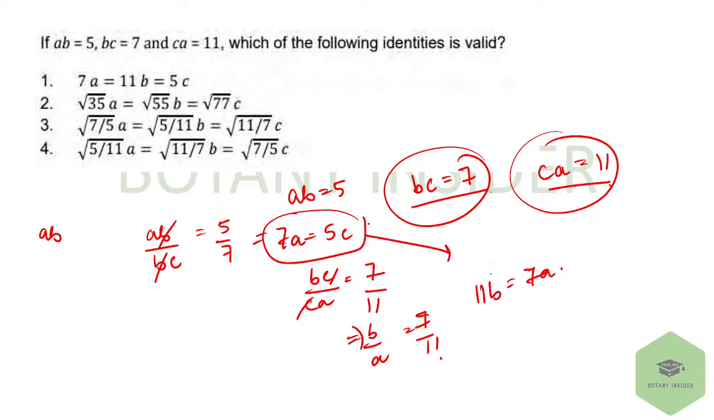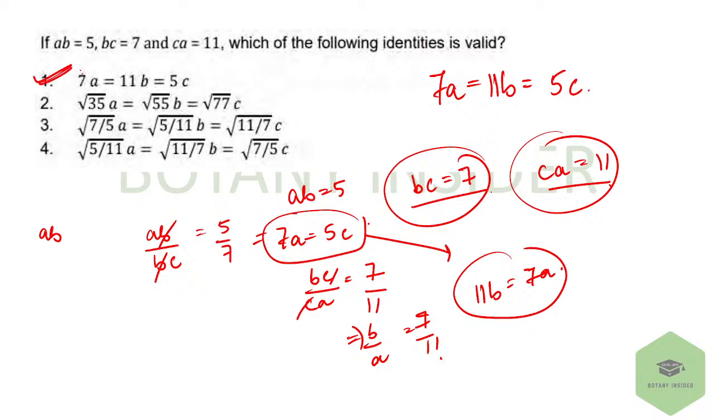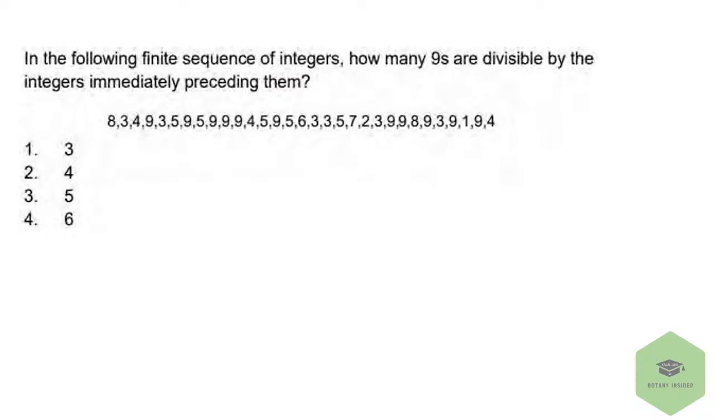So if you equate these three together, 7A is equal to 11B is equal to 5C. Simple. A is the correct answer for this particular question. Very simple. You just have to rearrange the information given to you and you can get the answer. Next question, give it a try.